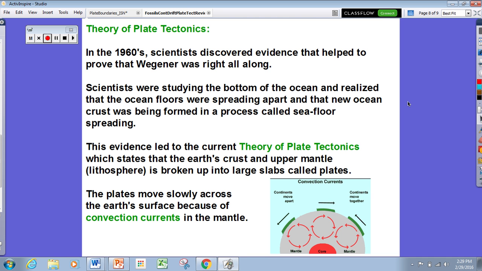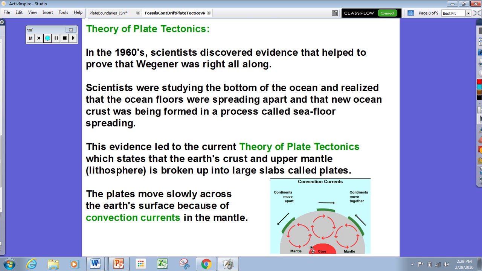As scientists were studying the bottom of the ocean, they realized that the ocean floors were spreading apart and that new ocean crust was being formed at the mid-ocean ridges in a process called seafloor spreading. This evidence led to our current theory of plate tectonics, which states that the Earth's crust and upper mantle, which make up the lithosphere, as we learned before with the Earth's layers, is broken up into large slabs called plates. And these plates move slowly across the Earth's surface because of convection currents in the mantle.